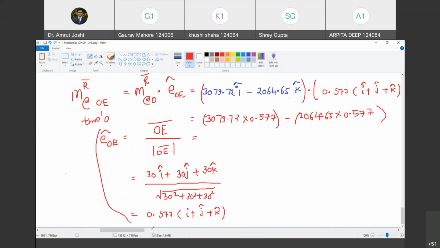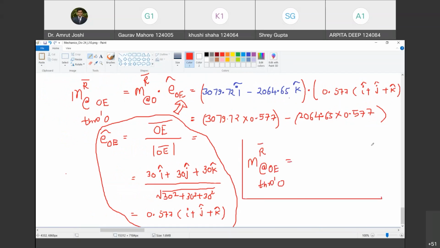So this was a separate step. Then this was inbuilt here. And we get this. So do this calculation. So moment of R bar about OE through O is equal to... Yes, tell me. Can someone do this calculation and let me know the value?